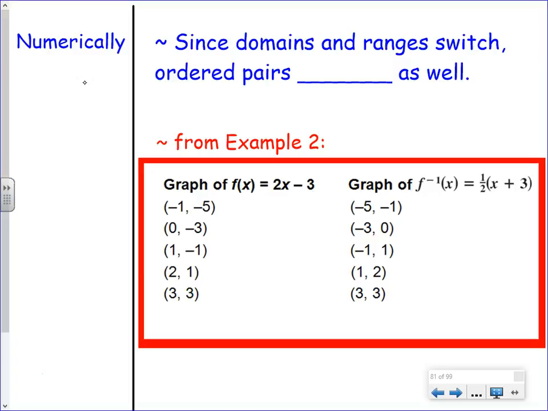Numerically, ruh-roh. Algebraically, switch x and y, solve for y, but make it y inverse, or I should say f inverse of x. Graphically, reflected across the y equals x line. Numerically, tables. Switch the x's and the y's. We talked about already on Friday how the domains and ranges switch. But some of you might not have made the connection yourselves that if the domains and ranges switch, then the ordered pairs are going to switch also.